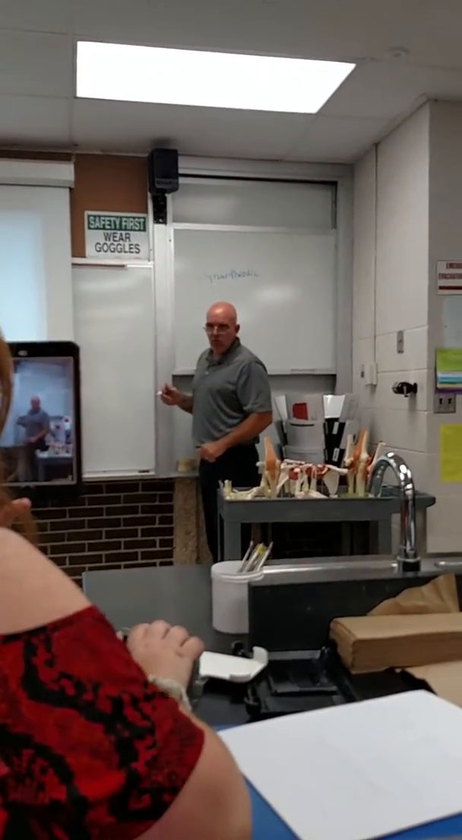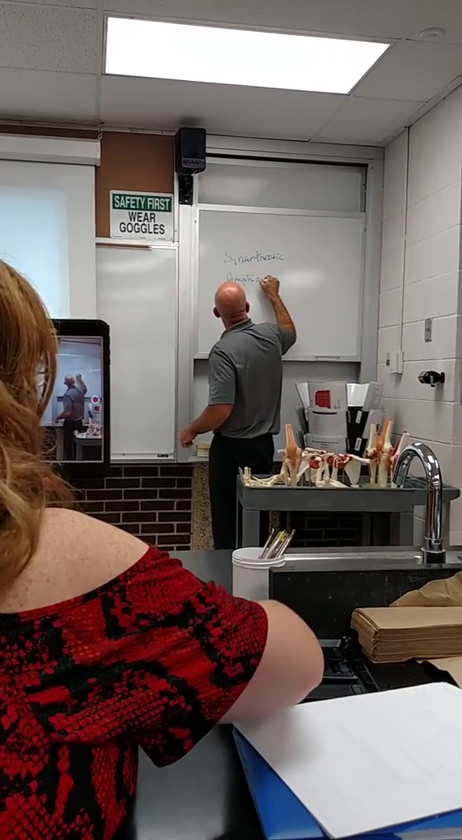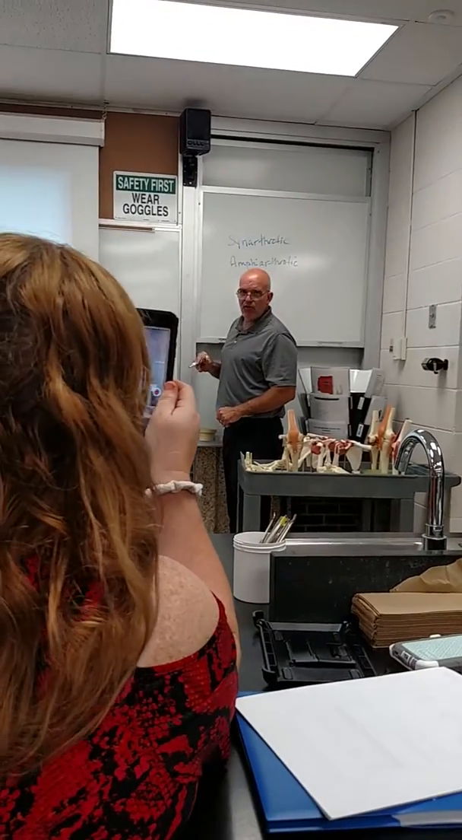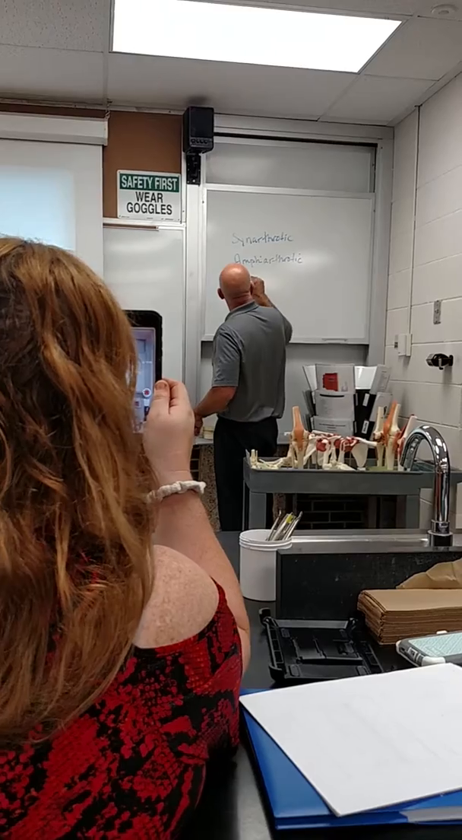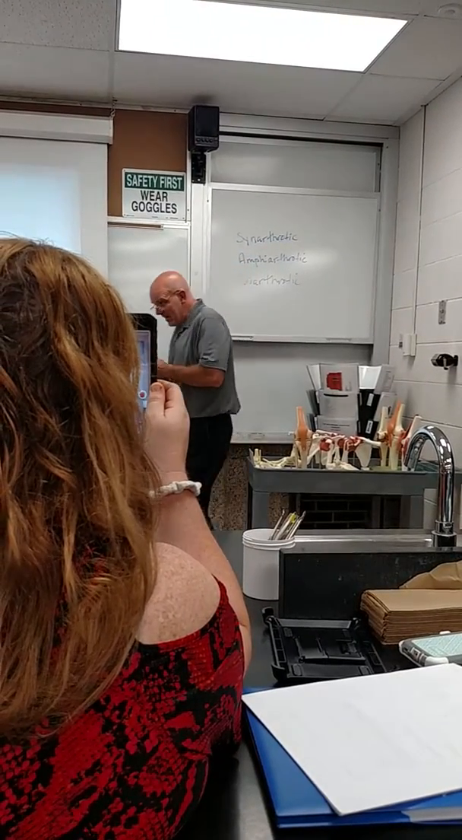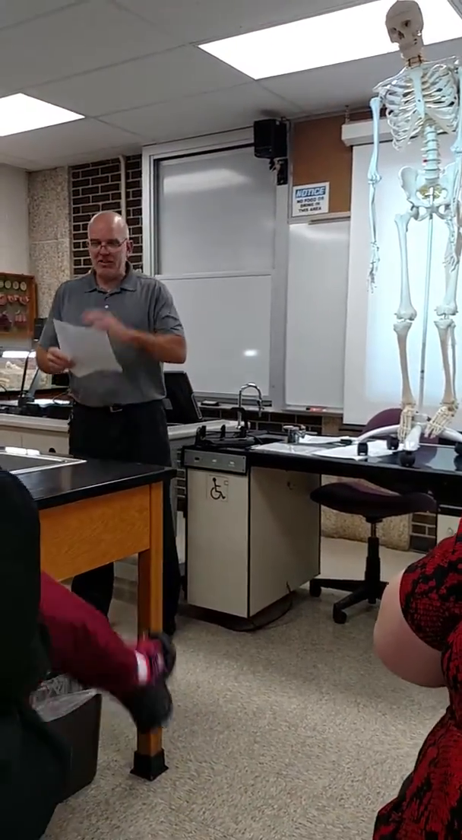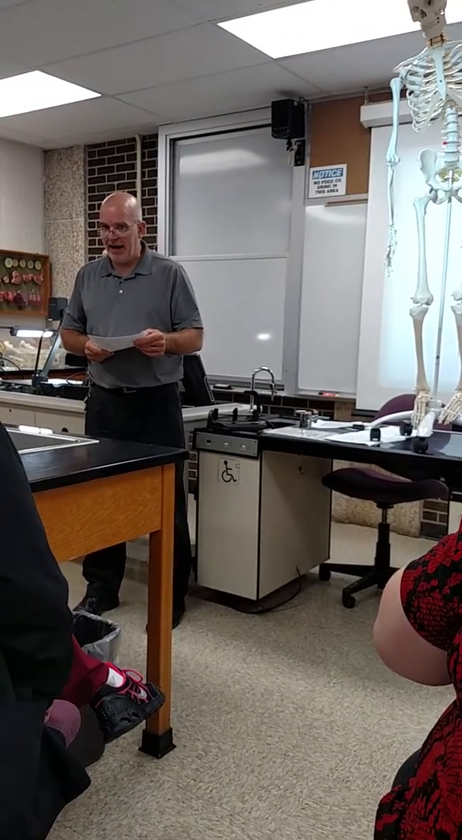We have joints that can move a little bit, and they're called amphiarthrotic. And we have joints that can move freely, and they're called diarthrotic. Now, here's how that works. This is not a perfect rule of thumb. It's not perfect. But in general, my fibrous joints are synarthrotic.